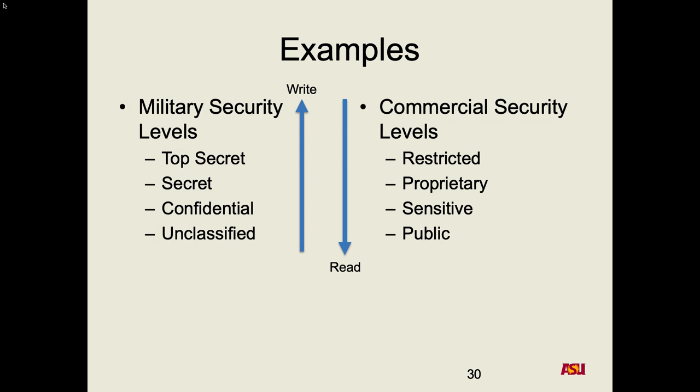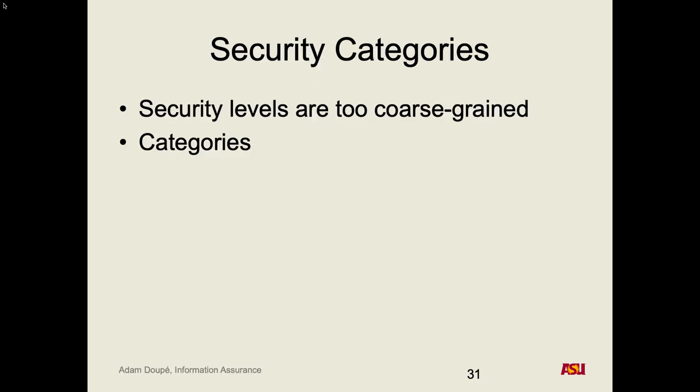But this is a simple model, right? So what are we missing from this model? Yeah, least privilege ideas. Yeah, this category idea, right? Maybe somebody at the top secret level shouldn't be able to read all of the top secret information. We want to compartmentalize the information a little bit, so we have our categories.